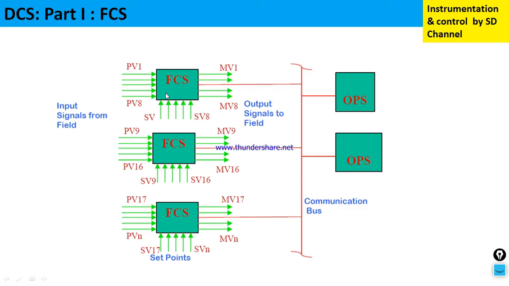So, recall the controller I have explained to you, a centralized system, which can take n number of inputs, n number of set values, and can give n number of outputs. So this is the basic funda of the DCS, and FCS and OPS are connected to the bus bar or communication bar. This communication bar may be VNet, VLNet or Ethernet IP. So this way DCS works.